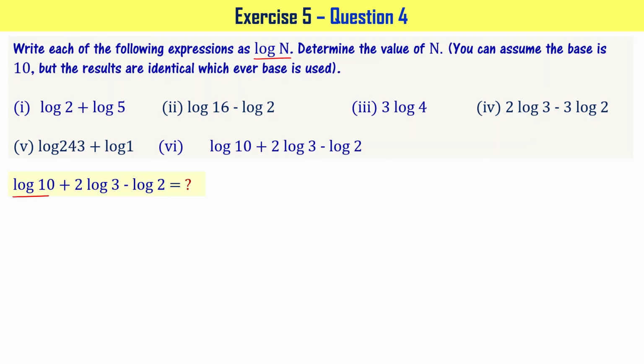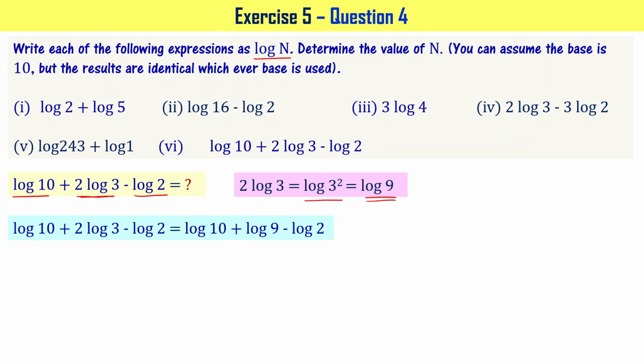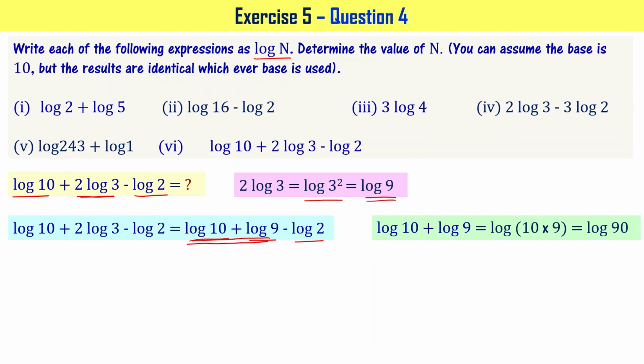This is one logarithm, this is another logarithm. Here we have 2 log 3. Let's simplify that first. 2 log 3 can be written as log 3 square, that is equal to log 9. When you substitute that, the expression now becomes log 10 plus log 9 minus log 2, right? You look at these two. I can apply the first law, right? As per the first law, I can write it as log of 10 times 9, that is equal to log 90, right? When you substitute that, it becomes log 90 minus log 2.